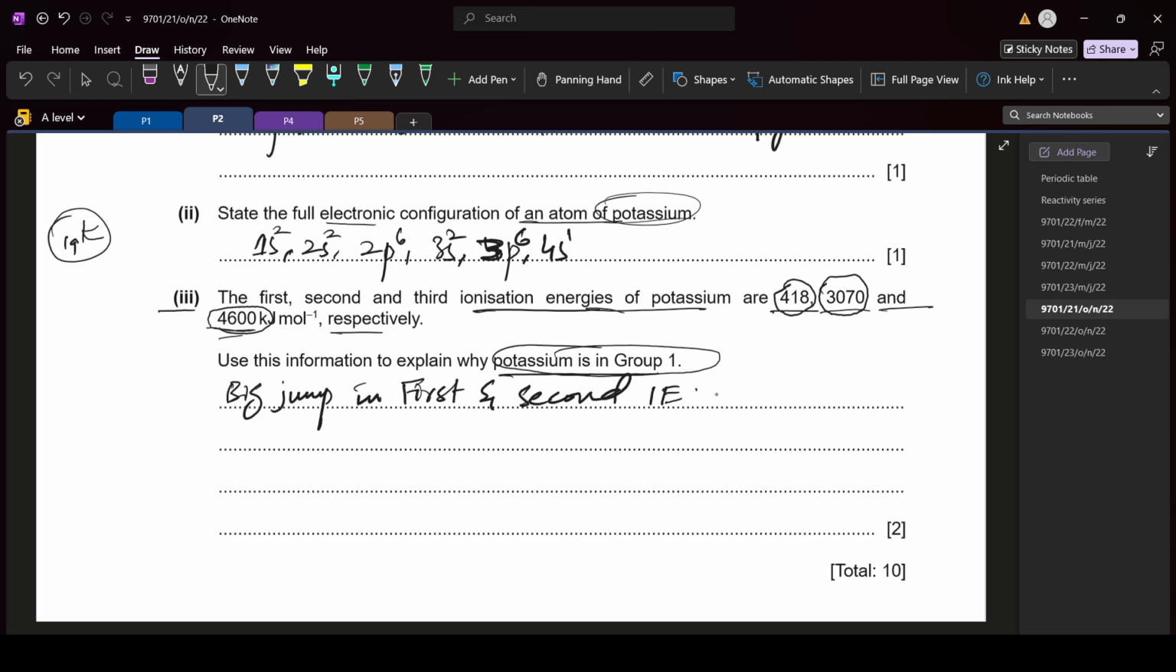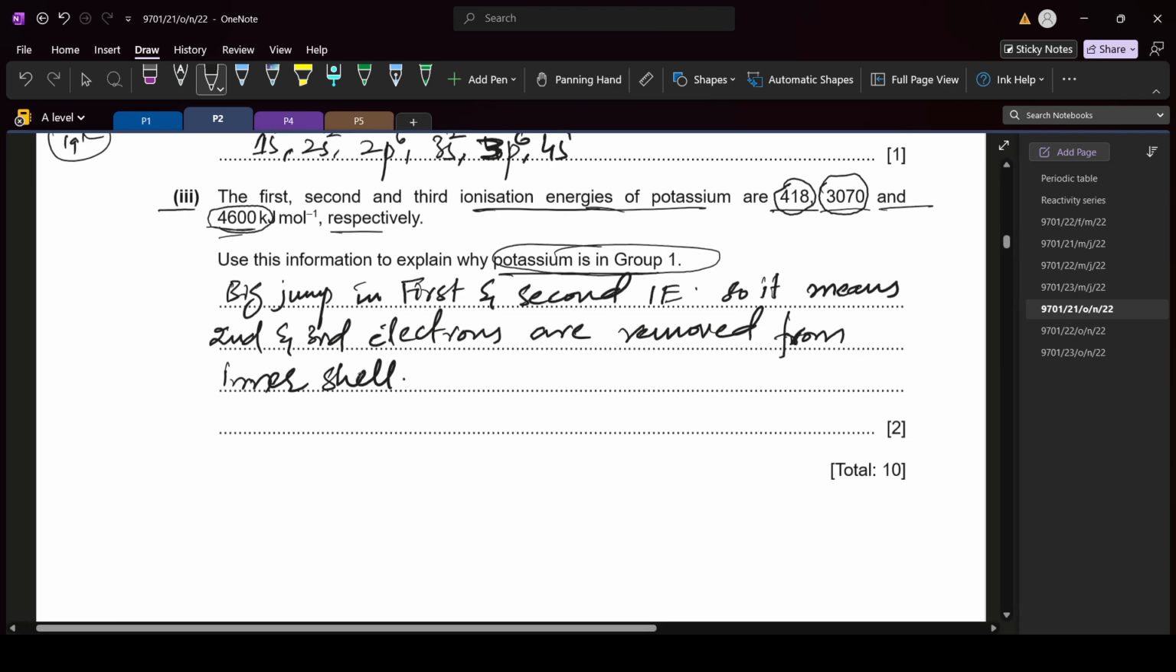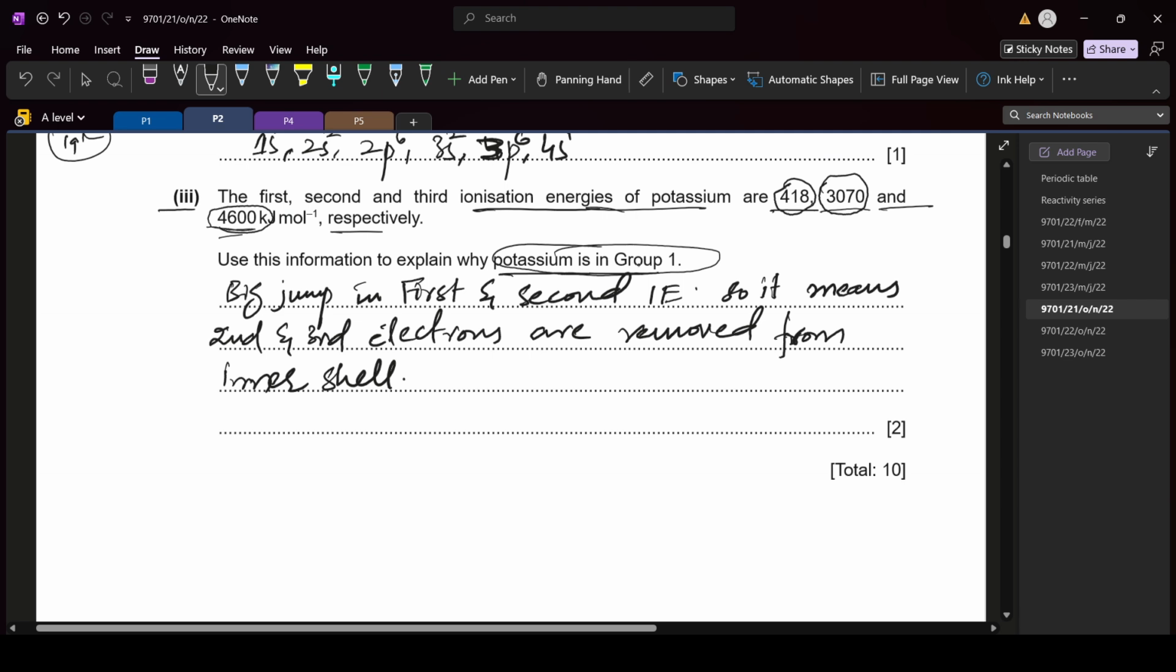Okay, so it means the second and third electrons are removed from the inner shell. That's why this potassium is in group 1. Okay, so it has only one electron at its outer shell.